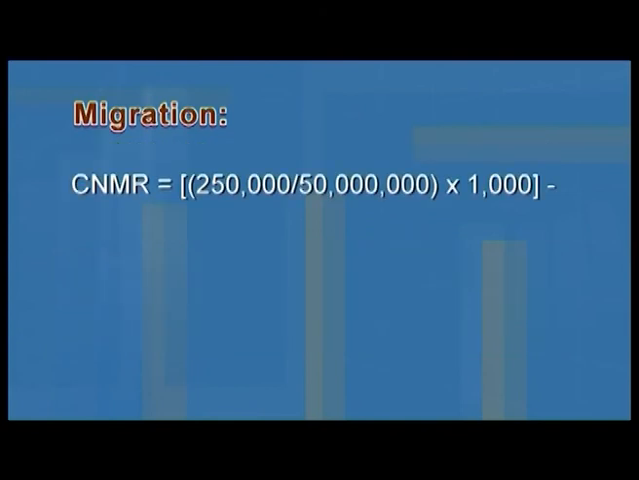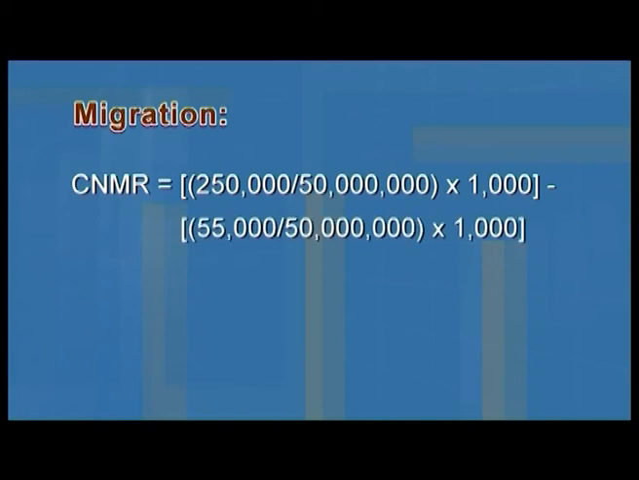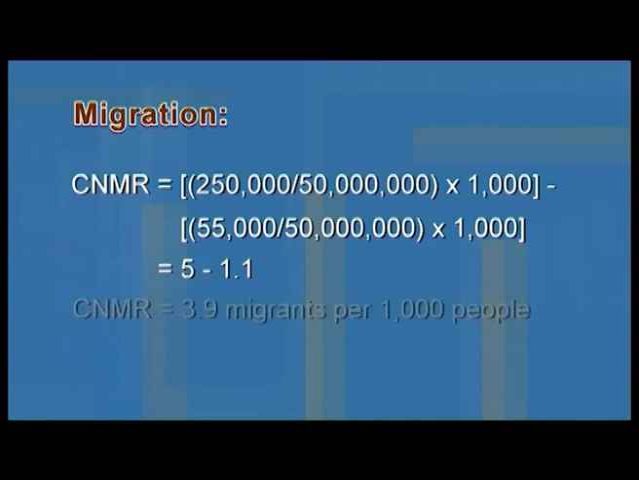That is 250,000 by 50 crore into 1,000 minus 55,000 by 50 crore into 1,000 is equal to 5 minus 1.1. That is, CNMR is equal to 3.9 migrants per 1,000 people.